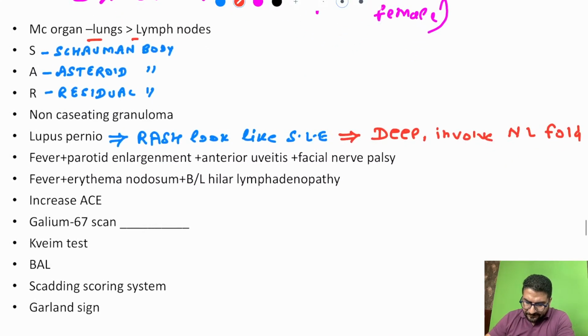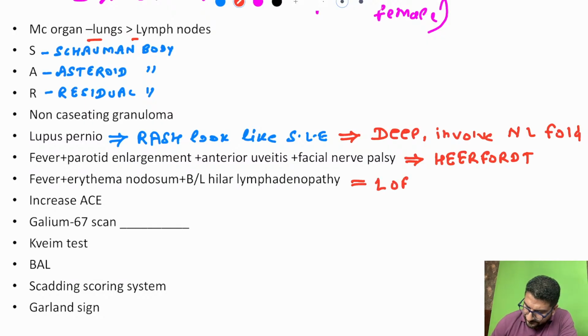So patient will have fever, parotid enlargement, and uveitis, facial nerve palsy. So what we call this, इसको क्या बोलते हैं? We call this Heerfordt syndrome. So sometimes you will see sarcoidosis patient will have two syndromes, Heerfordt syndrome, and अगर patient को fever है, erythema nodosum है, hilar lymphadenopathy है, we call this Löfgren syndrome. So these are two syndromes which you have to remember in sarcoidosis. Heerfordt, Löfgren. There is increase in activity of ACE.